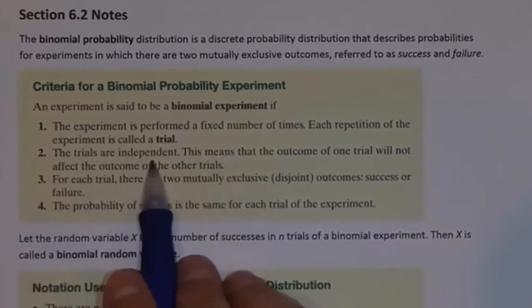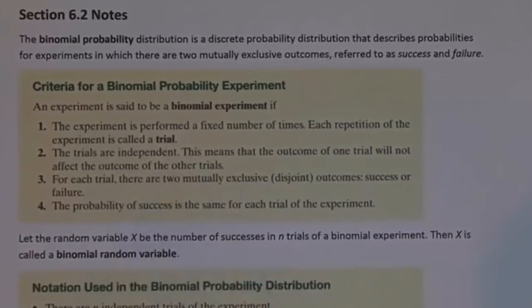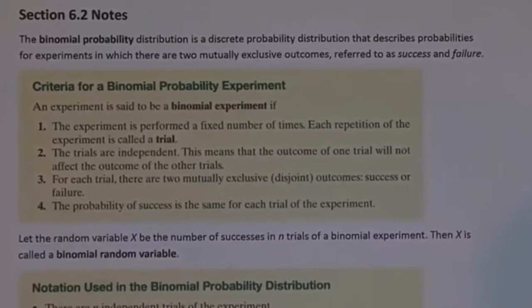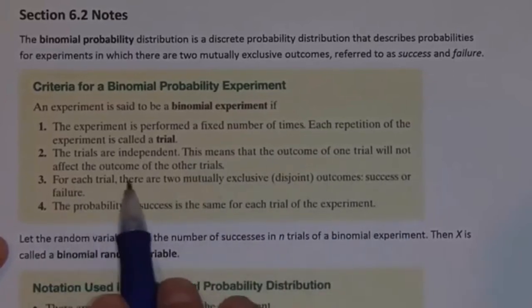The trials have to be independent from each other. So the outcome of the first trial cannot affect the probability of the second trial or the third trial. Again, for my basketball player, presumably the second shot, whether they make it or not, is independent of the first shot, and the third shot is independent of the first and second shot. This means that the outcome of one trial will not affect the outcome of the other trials.